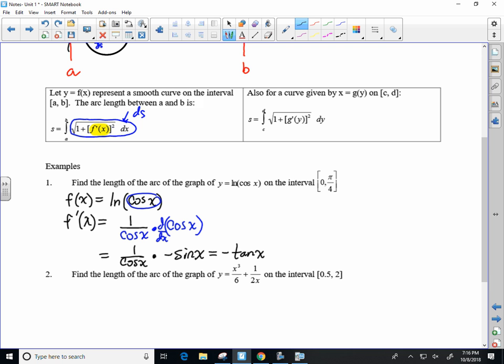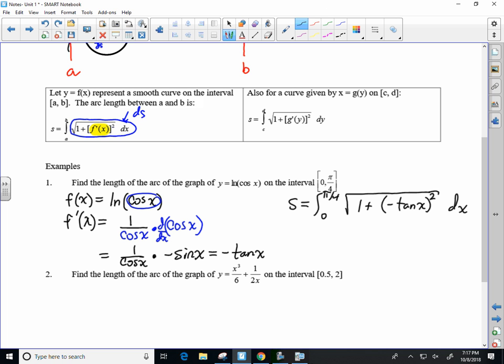All right, this is a problem that's actually pretty user-friendly if you use the by hand approach, but again, we don't need to, so don't. S is going to be the integral on the interval of a to b, 0 to pi over 4, of the square root of 1 plus the derivative of my function, so negative tan x, quantity squared, dx. You can clean it up if you want.